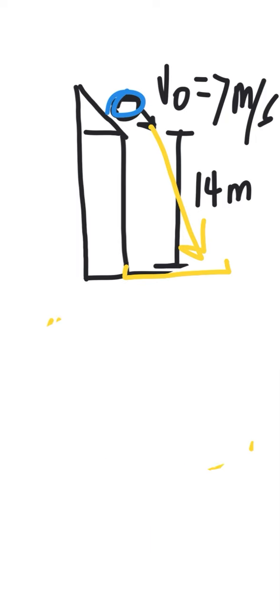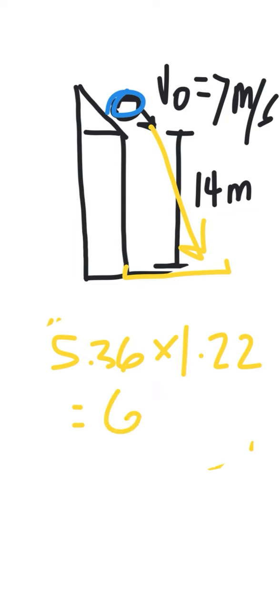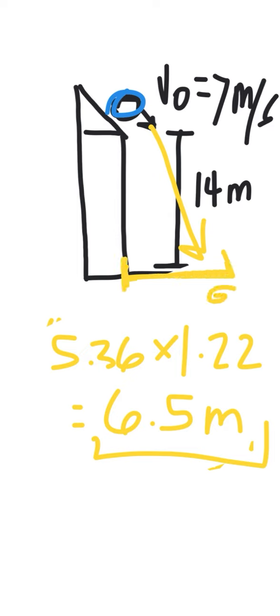And that's going to give you the distance that the snowball is going to land from the barn. So 5.36 times 1.22 equals 6.5 meters. And this is the distance that the snowball is going to land. So it's going to land at 6.5 meters from here. So here would be 6.5 meters.